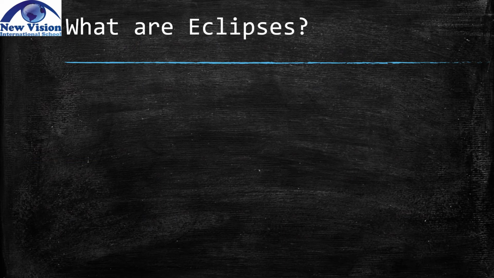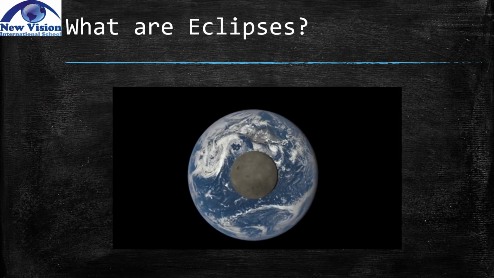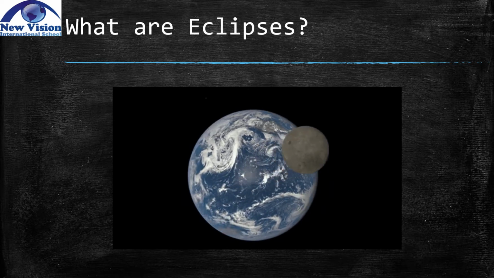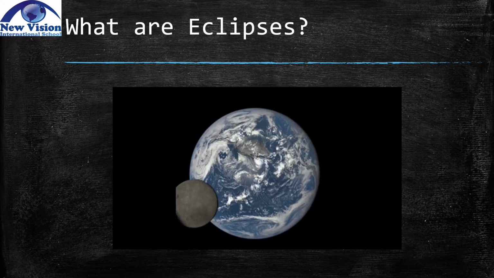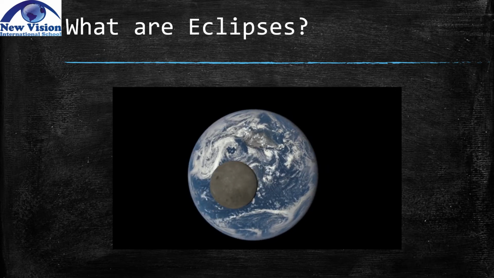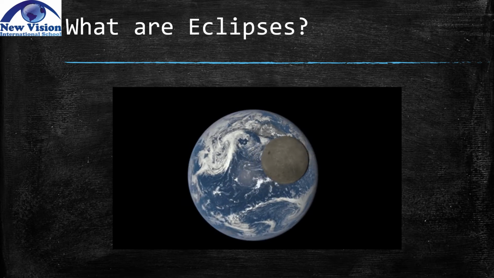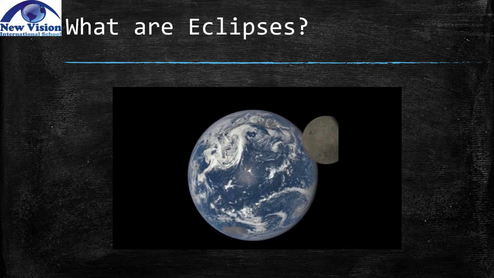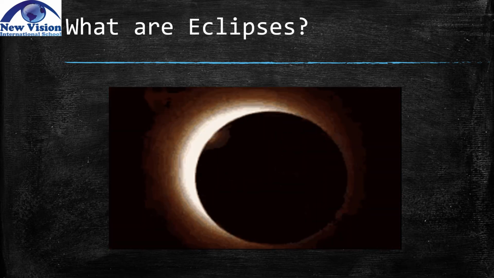What are eclipses? The moon's orbit around Earth is slightly tilted with respect to Earth's orbit around the sun. As a result, the moon travels above and below Earth's orbit, but on rare occasions, Earth, the moon, and the sun line up. When an object in space comes between the sun and a third object, it casts a shadow on that object, causing an eclipse.